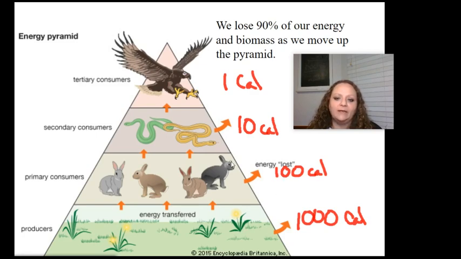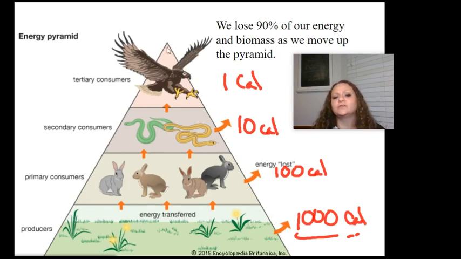This also means that for every 1 kilogram of tertiary consumer we need 1,000 kilograms of producers to support it. This is why it's a pyramid. This is why the base is so much wider. There's always going to be vastly more producers and energy tied up in producers than we're going to find as we move up to the highest trophic levels.